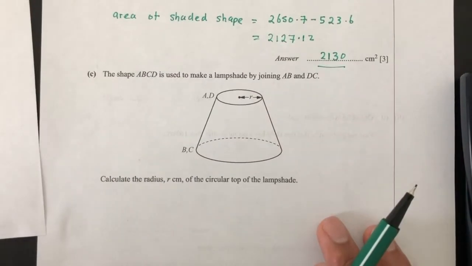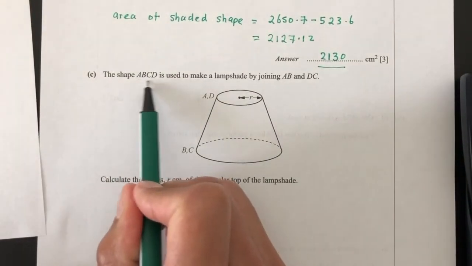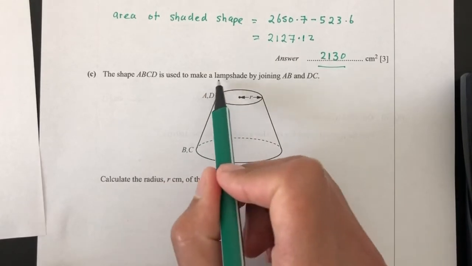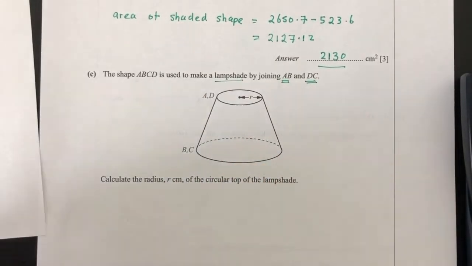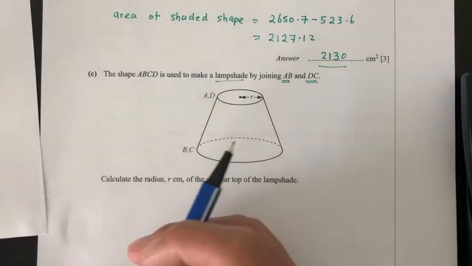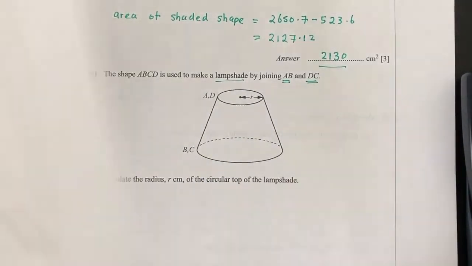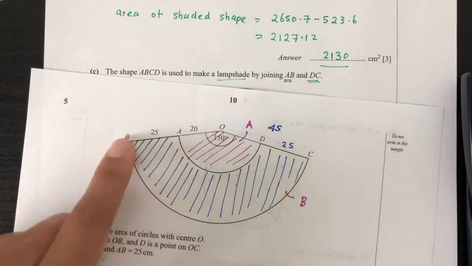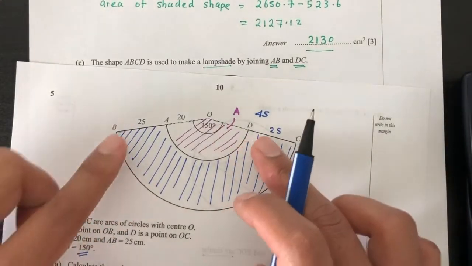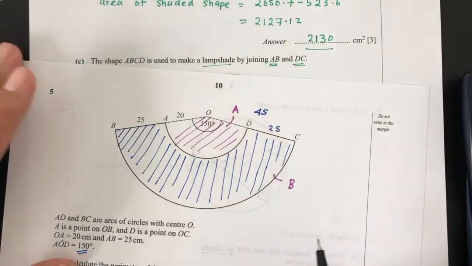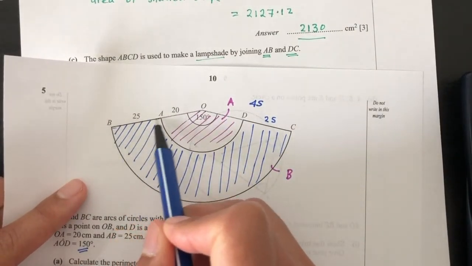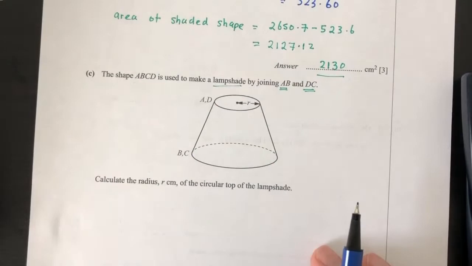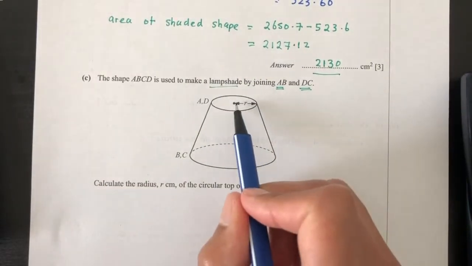Now for part C, it says the shape ABCD is used to make a lampshade by joining AB and DC. So what it means is that we have the shape ABCD. We join these two sides together to form a lampshade. So these two sides are connected. Now the question is, we have to find the radius R.